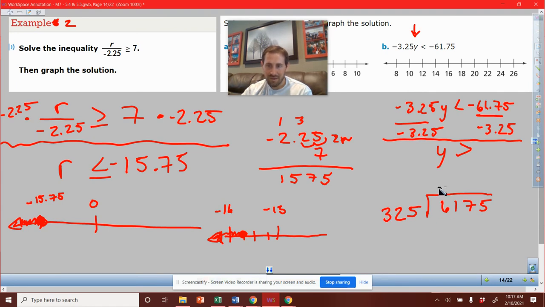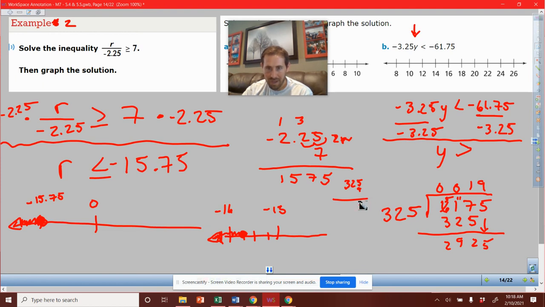6,175. So 325 is not going to go into 6, not going to go into 61, but it will go into 617 one time. So I get 2. I'm going to have to borrow. We're at 11 now. We're at 292, bringing down the 5. How many times does 325 go into 292? 9 times.